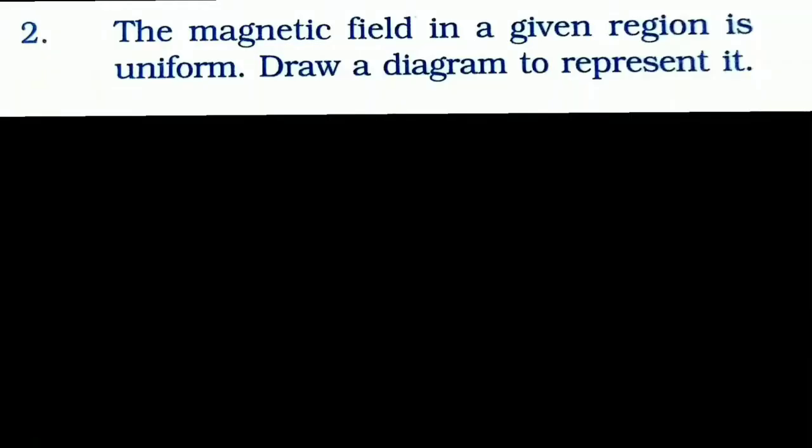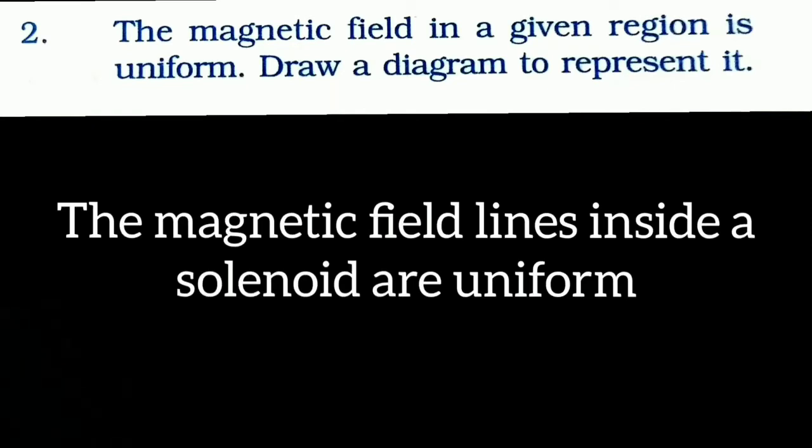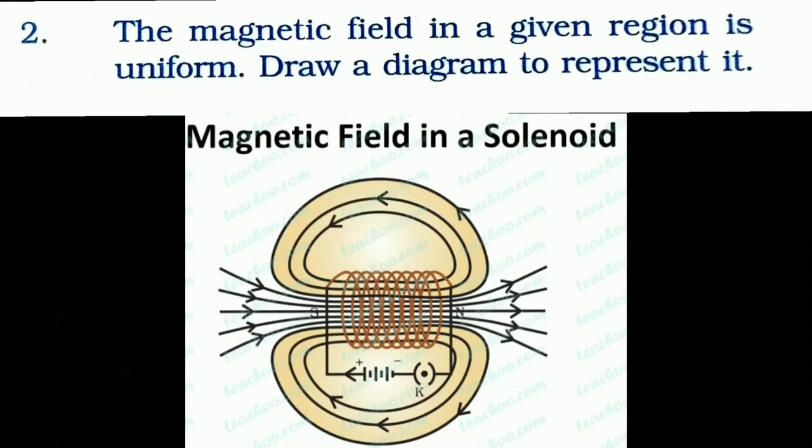Now let us solve in-text questions. The magnetic field in a given region is uniform. Draw a diagram to represent it. Understand the question. Here they are not asking directly whether it is a circular loop or solenoid or bar magnet or straight conductor. They have given a statement: the magnetic field in a given region is uniform. Draw a diagram to represent it. Now just recall where we studied uniform. Uniform and parallel lines come under the solenoid, right? Therefore here we need to draw the magnetic field in a solenoid.